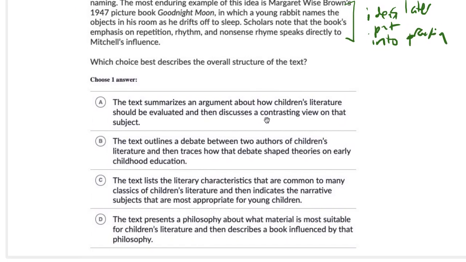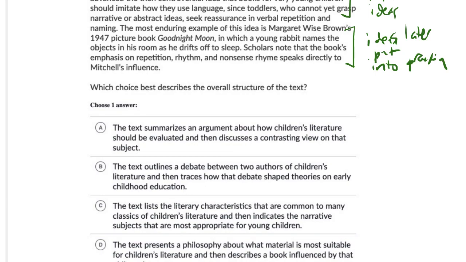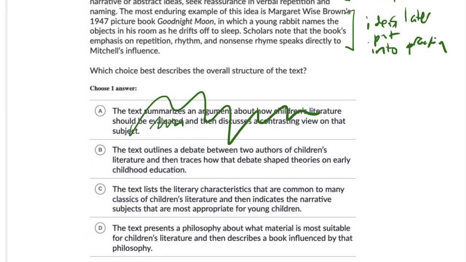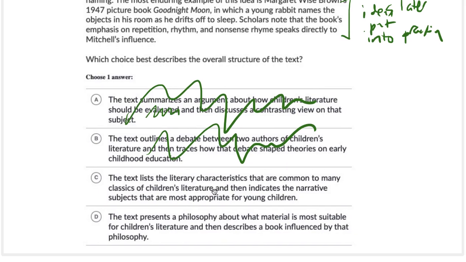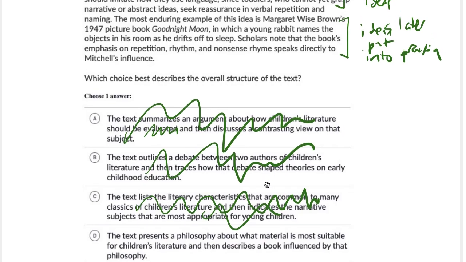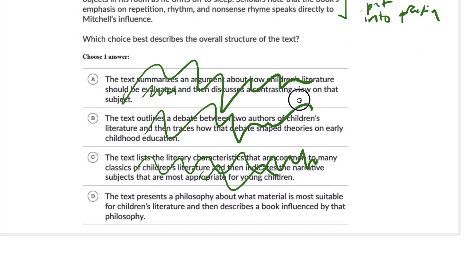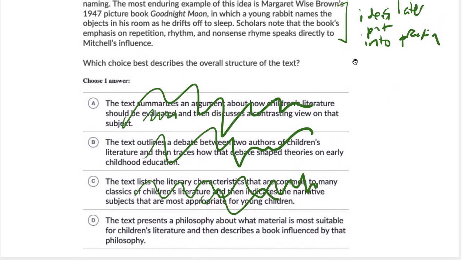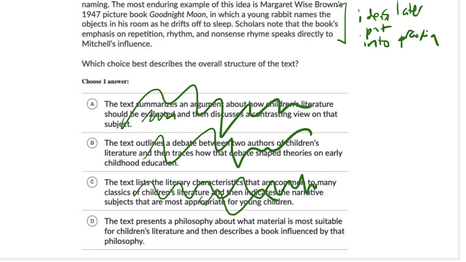Okay. The text summarizes an argument about how children's literature should be evaluated. Nope. It's not talking about how it should be evaluated, and that's enough to eliminate A. It outlines a debate between two authors. Nope, I don't see a debate. That's enough to get rid of that. Lists the literary characteristics that are common to many classics of children's literature. No. It presents a philosophy about what material is most suitable for children's literature, a controversial idea, and then describes a book influenced by that philosophy. D will be our answer here.